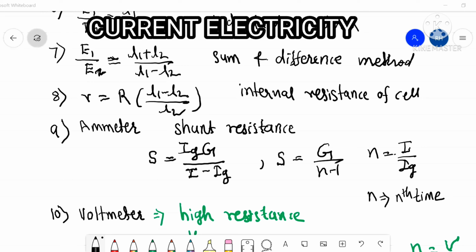Now close your eyes and recall this formula. What is that? S is equal to, what is that? Recall that formula. Ig into G upon I minus Ig.